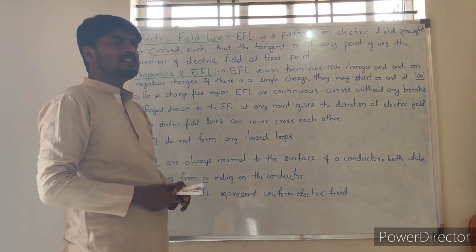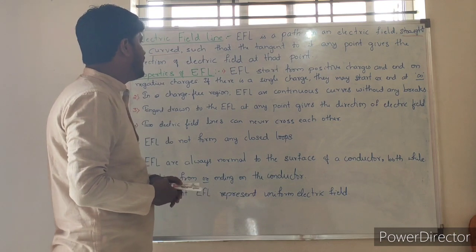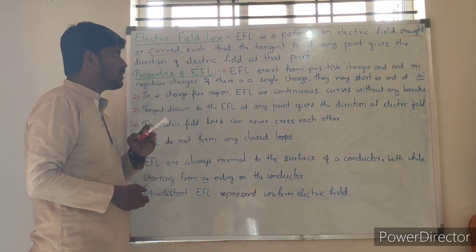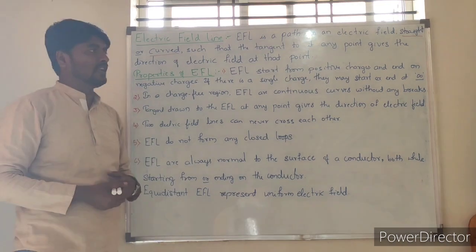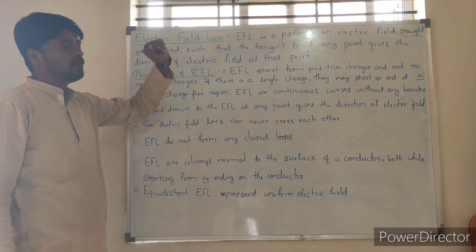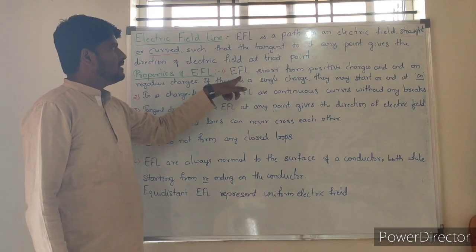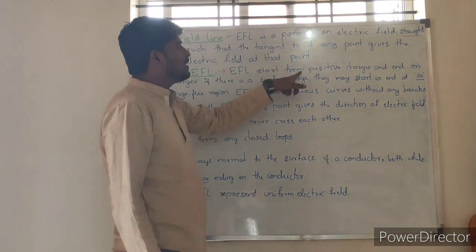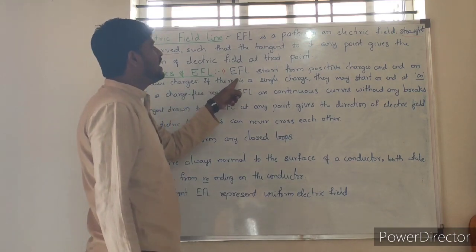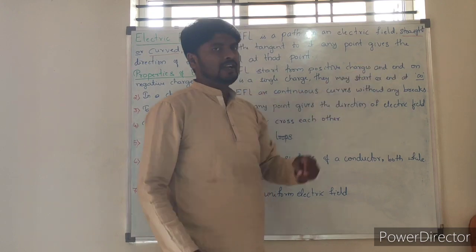Then, after studying the definition of electric field lines or electric lines of force, let us understand some important properties of electric field lines. Henceforth, I am using EFL rather than electric lines of force or electric field lines. First property says that the electric field lines start from positive charges and end on negative charges. If there is a single charge, they may start or end at infinity.